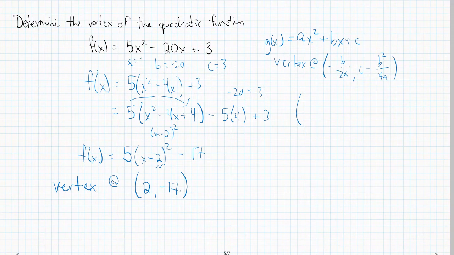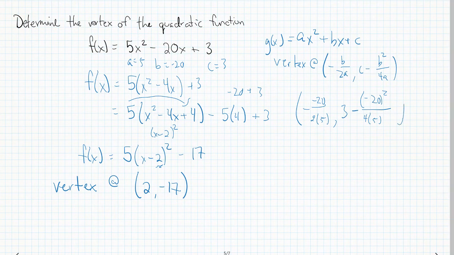a equals 5, I'll write down 2. Negative b over 2a. So we get negative, and then b is negative 20 over 2a, so that's 2 times 5. Okay. C minus b squared over 4a, right? So you get 3 minus b squared, which is negative 20 squared, all over 4a, so that's 4 times 5, right?